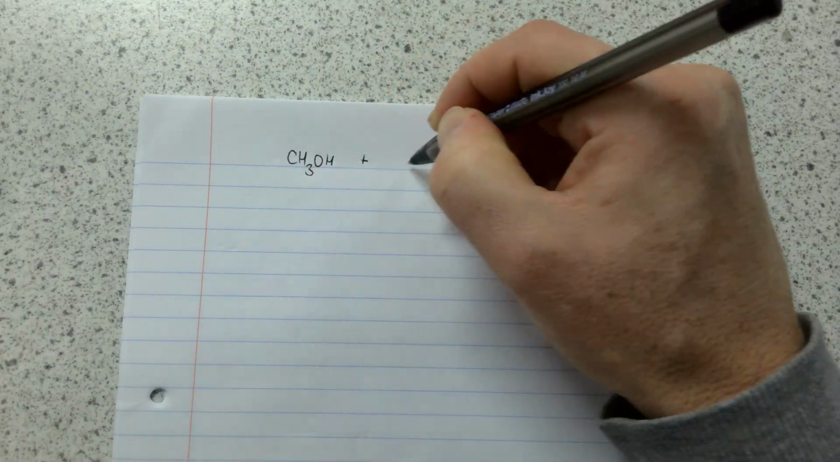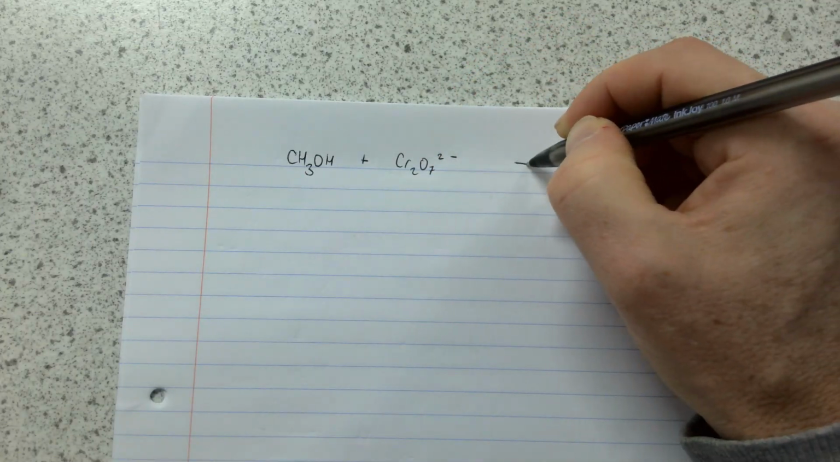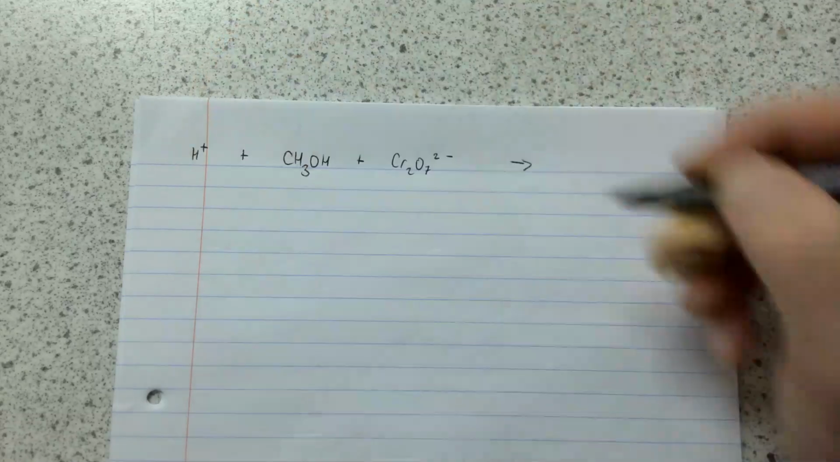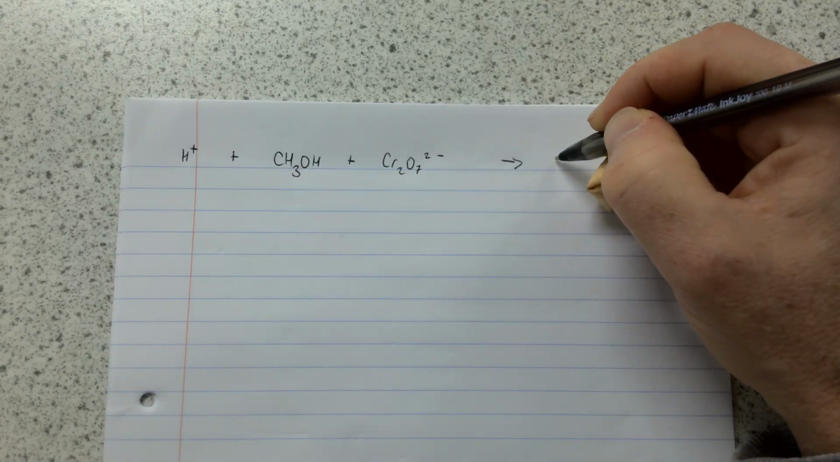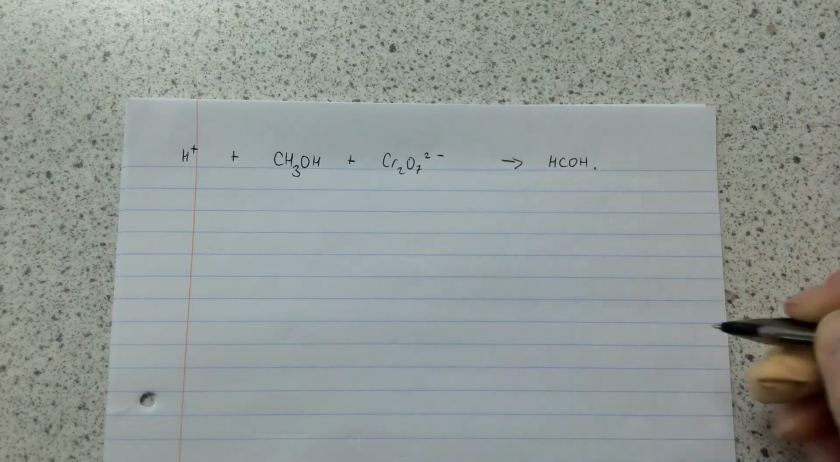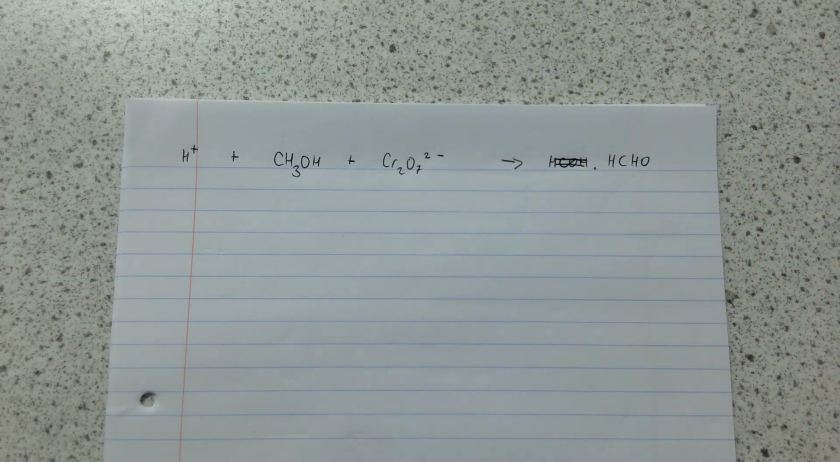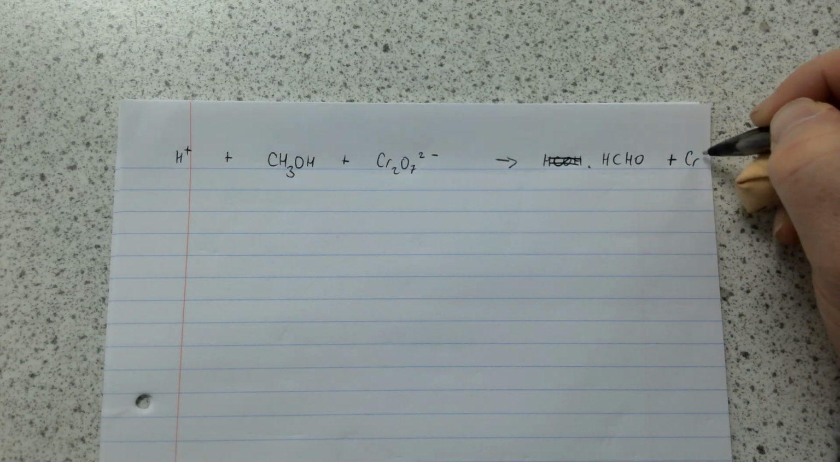methanol reacting with dichromate to give, say, and that will need some acid to give, let's do methanol, to give methanal, and the byproduct there is going to be Cr3 plus.